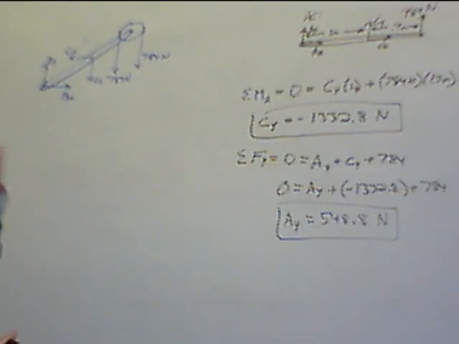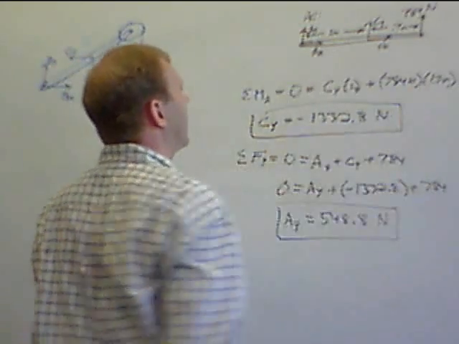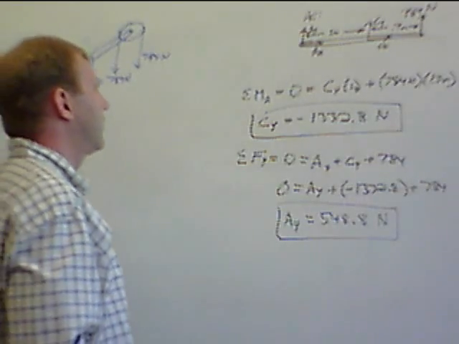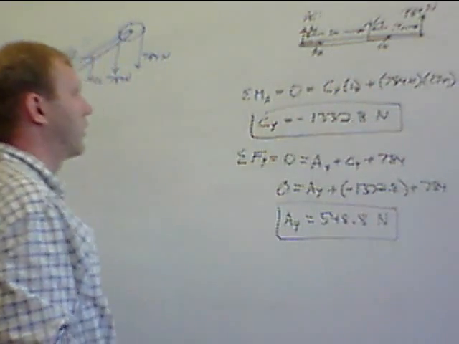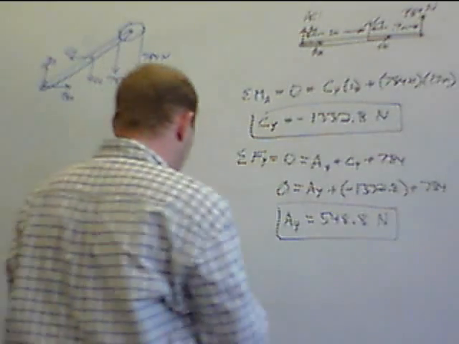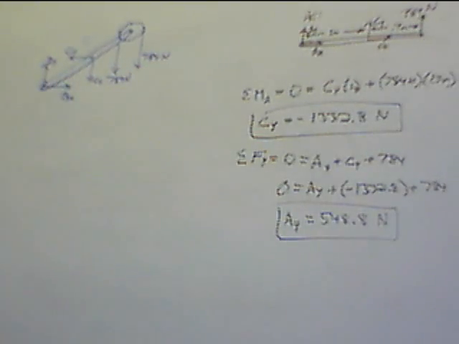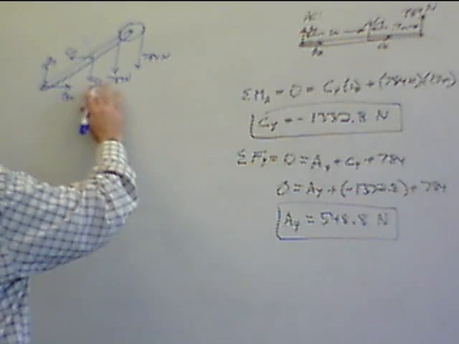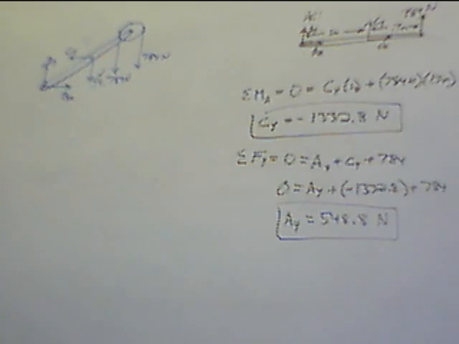AX and CX, we don't have any means to solve. Summation of moment about any point on this beam is going to drop those out. Summation of forces in the X is just going to tell us that they're equal and opposite, which is useful, but not going to give us an answer until we know one or the other. So now we need to come over and look at this one. Okay. So in this beam, we have BY, BX, CY, CX. We found CY. Check that off. But we still don't have any of the others.